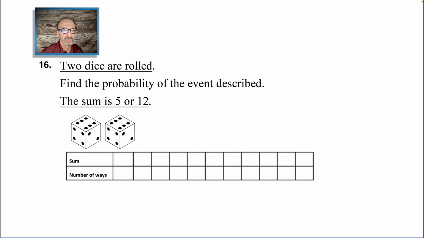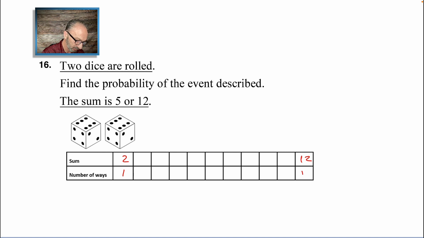Number 16. 2 dice are rolled. Find the probability of the event described. The sum is 5 or 12. Well, if you get 1 on top on each of them, the sum will be 2, and the highest sum will be 12. That's when you get, as this picture shows, 6s on top, so the sum should be the highest, which is 12. So we could get a sum of 2. That's from 1 and 1, which is only one way. A sum of 12, which is 6 and 6, that's only one way. And so on and so on.